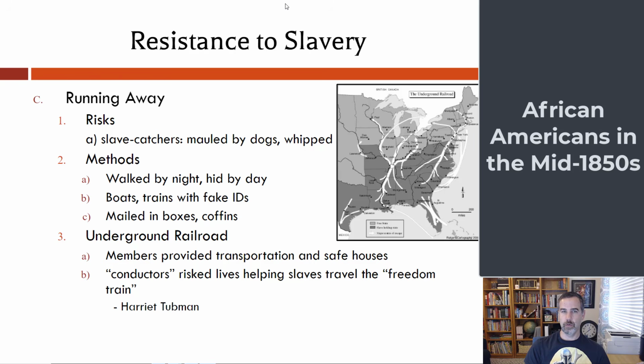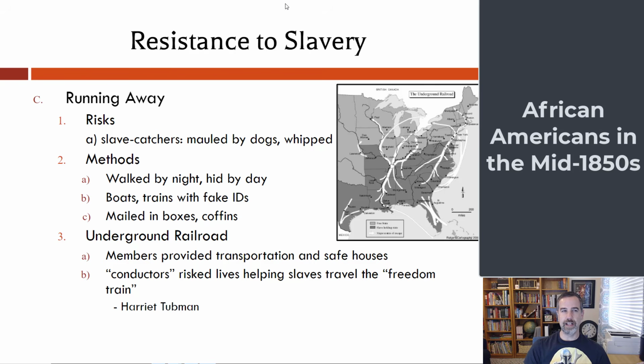So if you were going to run away, you usually would need to travel by night, hide out by the day, and then you would try to use boats, trains, and try to get a false ID, a fake ID if you could. And there are some instances of slaves being mailed in boxes and coffins as a way of getting out of where they were.